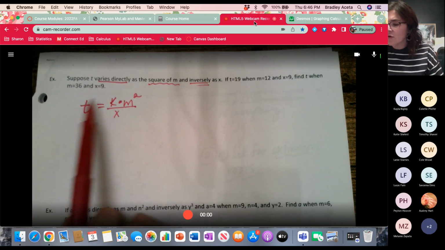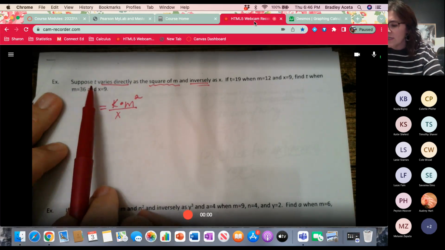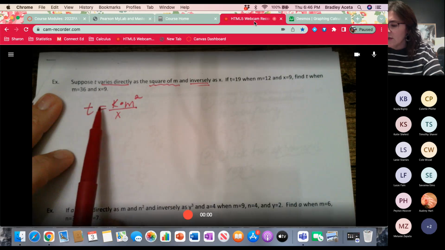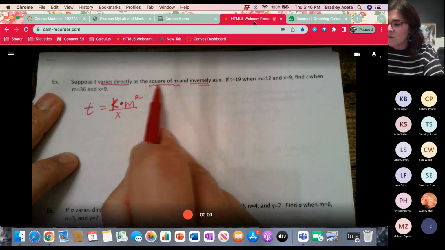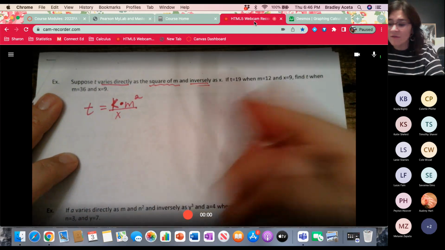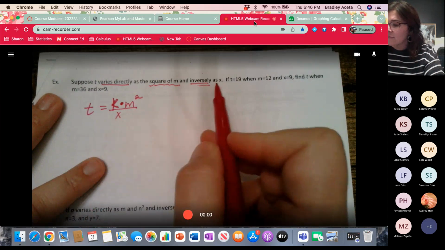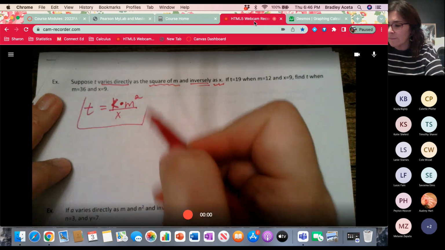We're trying to solve for that one constant variable. So here is your formula. You've built a new formula that you're going to solve for k. Suppose t, here's t, varies directly. That means multiply by a k with the square of m squared. Inversely just really means divide that k by whatever they give next, x. So here's your formula. Box it.